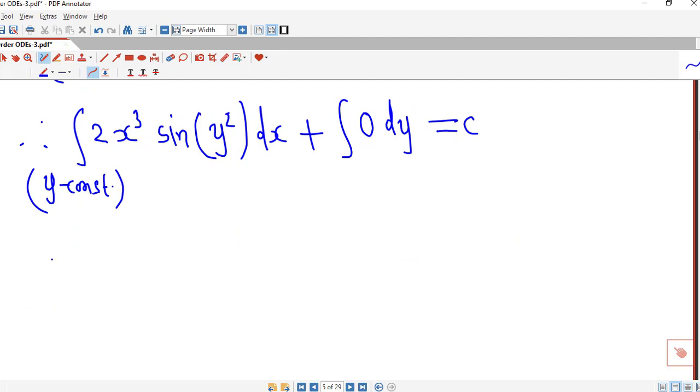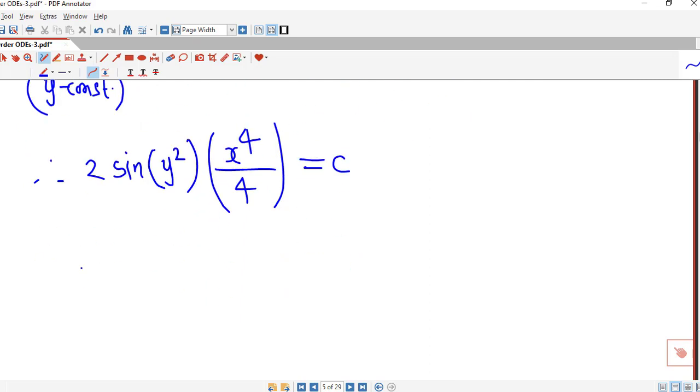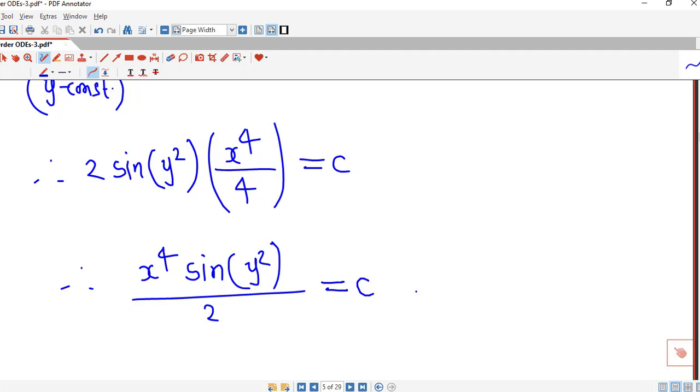Here y is constant, so 2 sin y square is constant. The integral of x cube is x raised to 4 over 4 equal to c. And we can see here the 2 and 4 will cancel, and we have x raised to 4 sin of y square divided by 2 equal to c. So this is the general solution of the given differential equation.